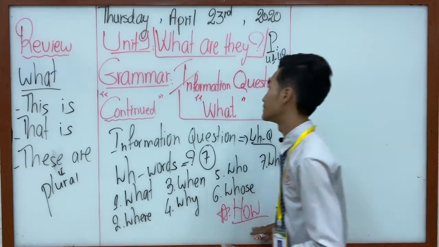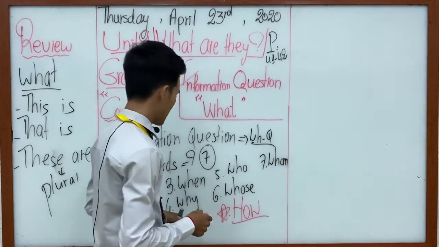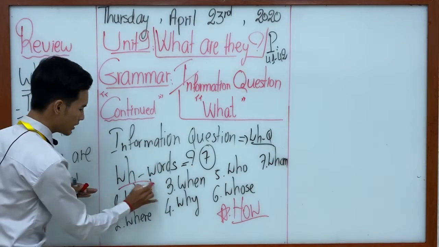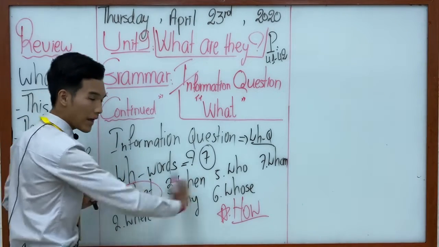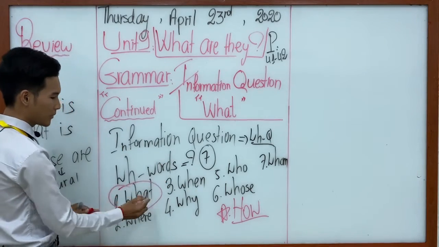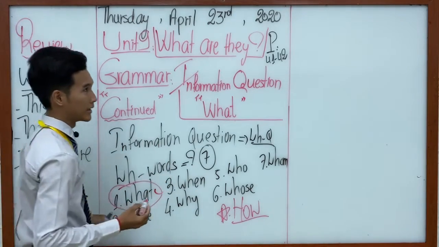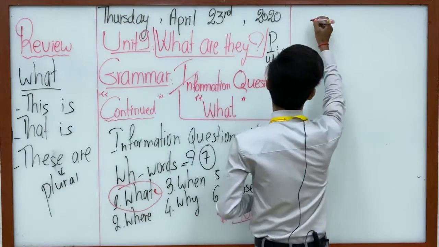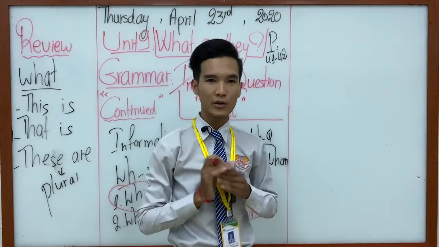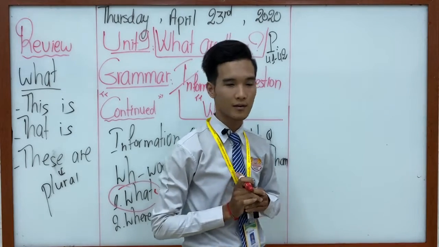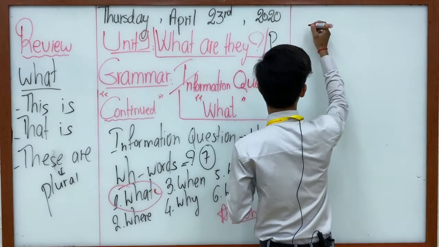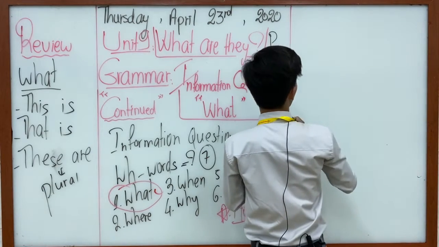The special one. Okay, but in this lesson we are talking about what only. So the others, skip them. Don't touch them. Don't think about them. Think only about what. So I ask you, why do we use what? How do we use what? We use what for what? Okay.